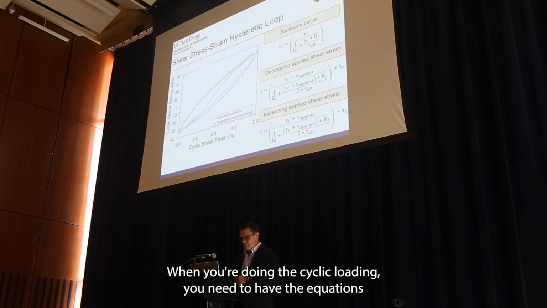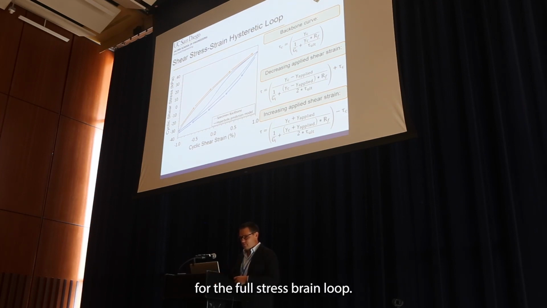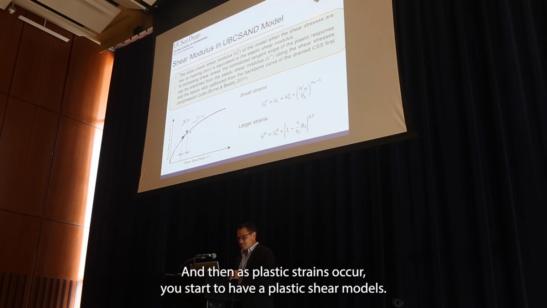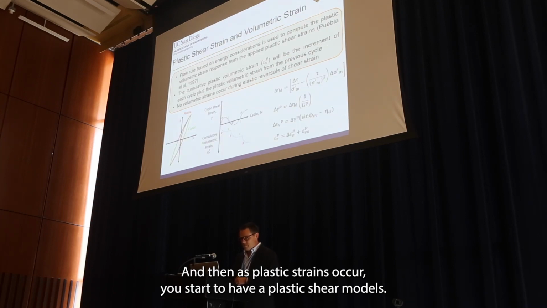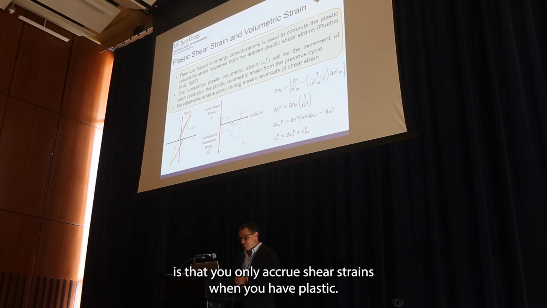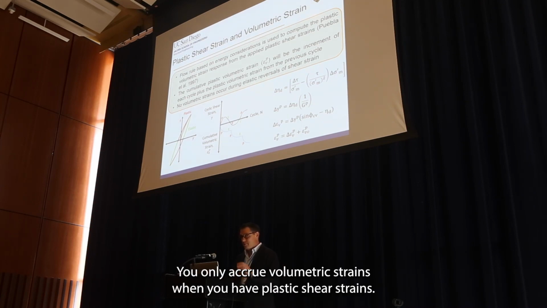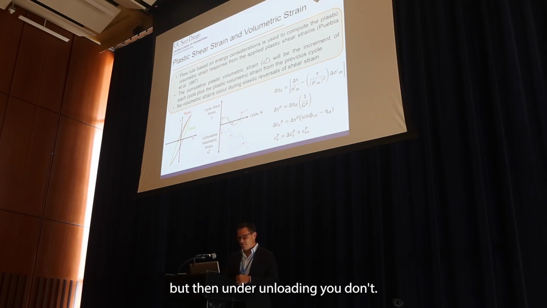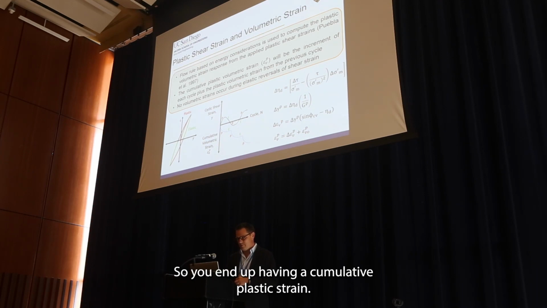When you're doing the cyclic loading, you need to have equations for the full stress strain loop. And these are just how we have the initial shear modulus at small strains, and then as plastic strains occur, you start to have a plastic shear modulus. One thing that we did in our model is that you only accrue volumetric strains when you have plastic shear strains. So whenever you're loading out in red, you have seismic compression, but then under unloading, you don't. So you end up having a cumulative plastic strain looking like this.